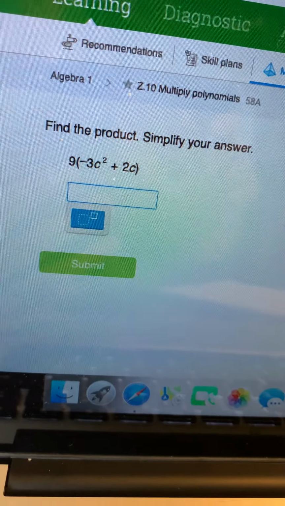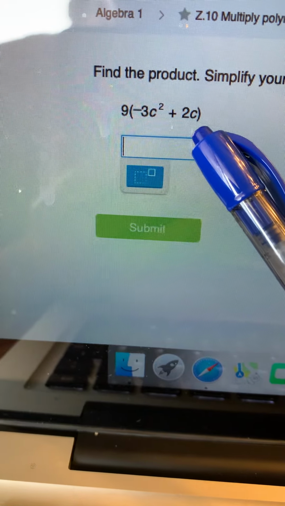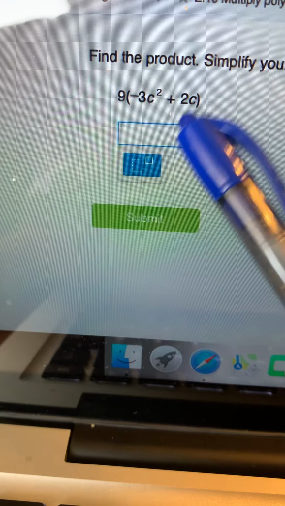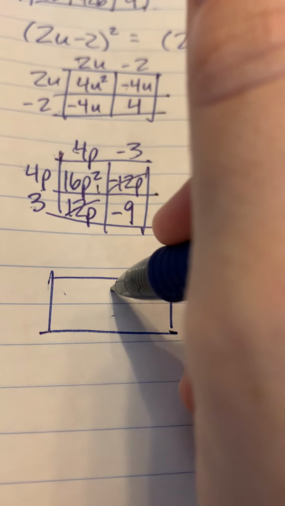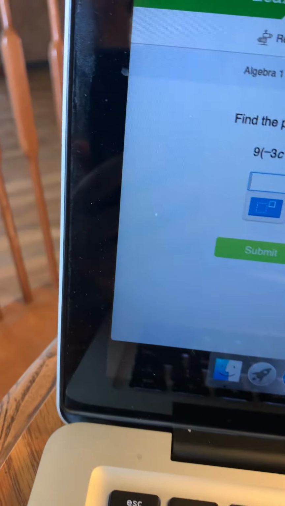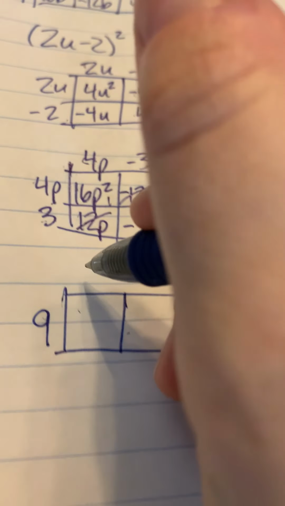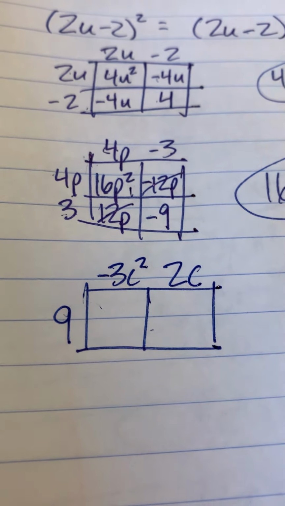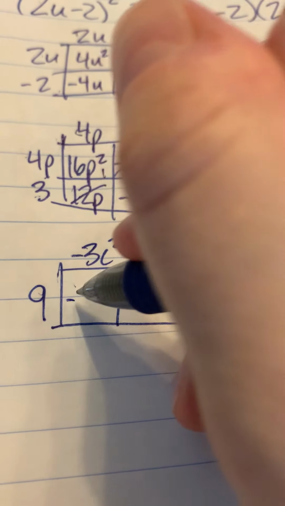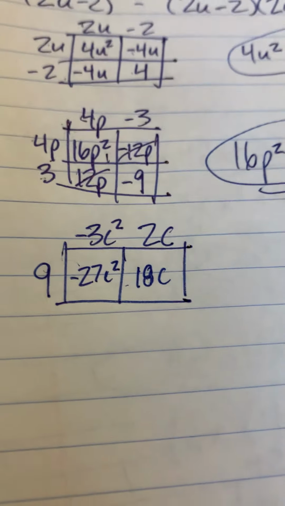This problem has a 9 in the front with two terms inside the parentheses. So if you're following my model, you would do a 1 by 2 box. You would put that 9 on the short side and that other term on the long side. And then multiply all those parts together. That's a negative 27c squared. That's an 18c. Neither one of those match, so they both go in the answer.